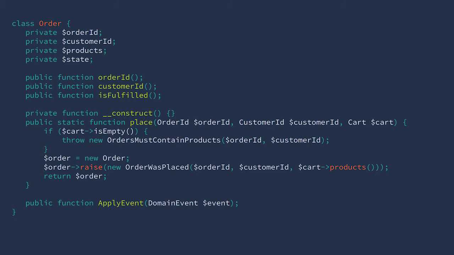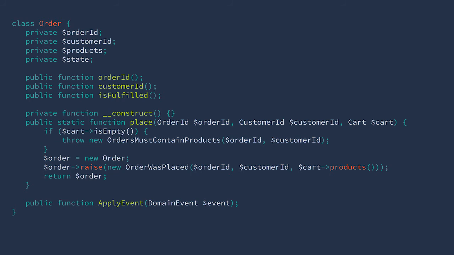So now we have this order object. It's the place where we place an order, the place where the event is raised, and the place where the state is applied. The place where we raise the event and the place where we update the state fit our conceptual model of an order. This is the true nature of a domain model, our conceptual model informing the design of the form and function of our code implementation.